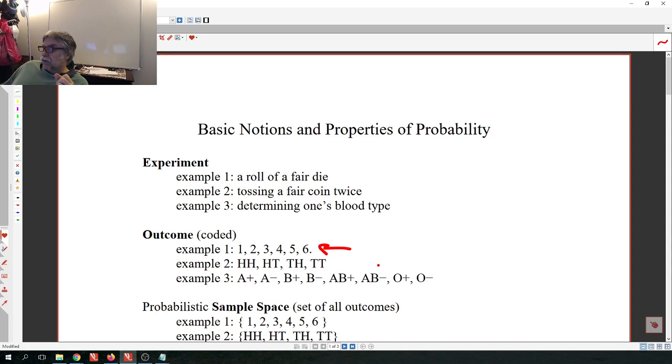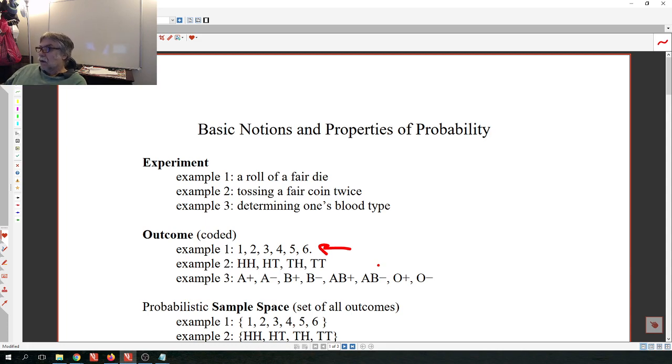You could also have tossing a fair coin twice, and again, there could be things that happen that are different from what we expect to be an outcome, but we do expect outcomes to be heads on the first toss and heads on the second toss, heads on the first toss and tails on the second toss, tails on the first toss and heads on the second toss, and tails, tails, which would be coded as HH, HT, TH, TT, which would be the code for the outcomes of this experiment, that is tossing a fair coin twice.